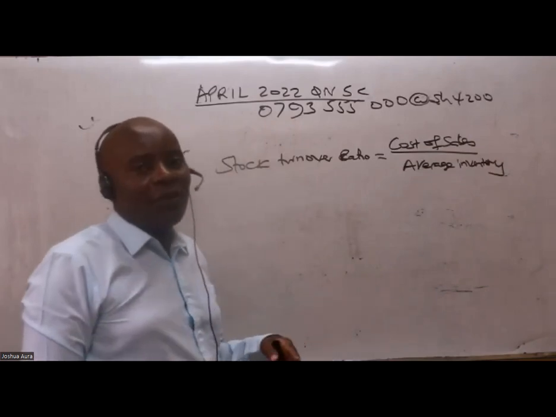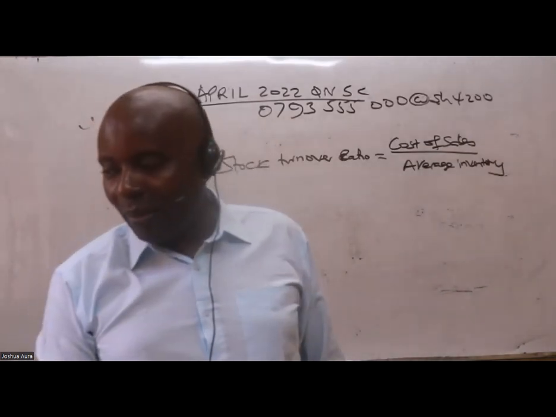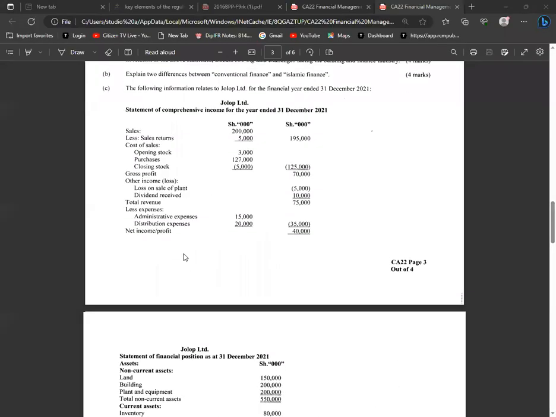I do not have any problem with cost of sales. This one I'll be able to pick from my income statement. In my income statement, the cost of sales is 125,000. You take opening stock plus purchases minus closing, so you're getting 125,000.